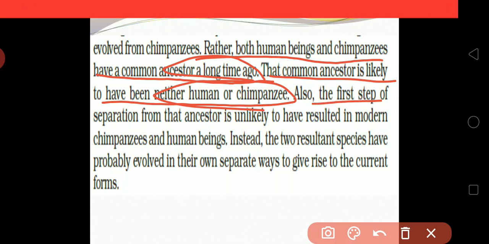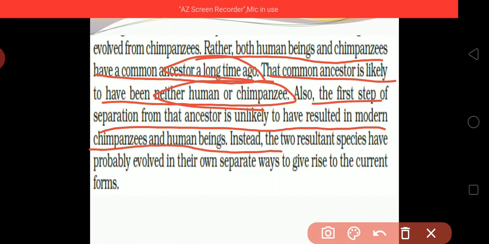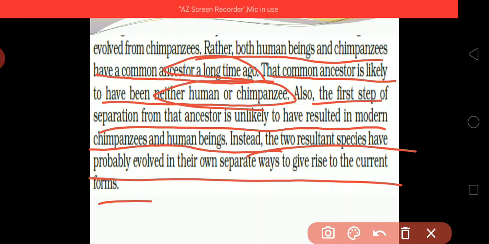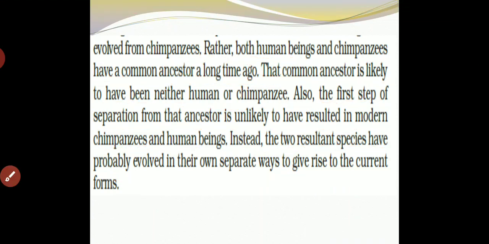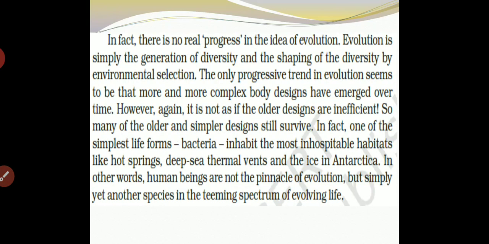Also, the first step of separation from the ancestor is unlikely to have resulted in the modern chimpanzee and human being. Instead, the two resulting species have probably evolved in their own separate ways to give rise to the current forms. Both of them evolved on their own, and in the current period you can see a lot of variation in human beings as well as in chimpanzees.